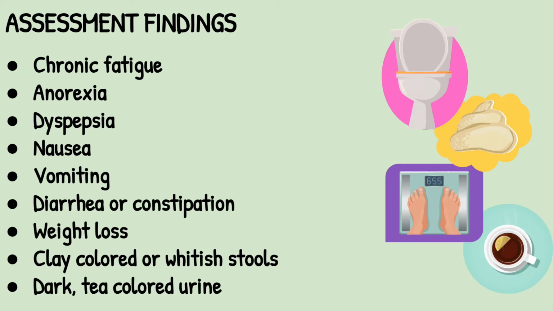So some general assessment findings seen in patients with cirrhosis are chronic fatigue, anorexia, dyspepsia, nausea, vomiting, diarrhea, or constipation. There's weight loss. Patients may report having white or clay-colored stools. And the stools come out this color as a result of having no bile in the GI tract. These clients may also have tea-colored urine, which is due to high concentrations of urochrome.